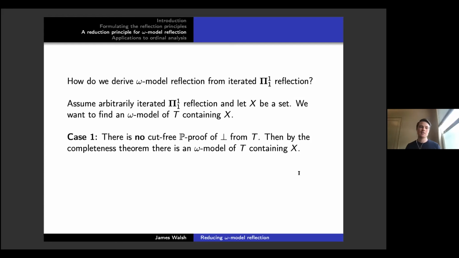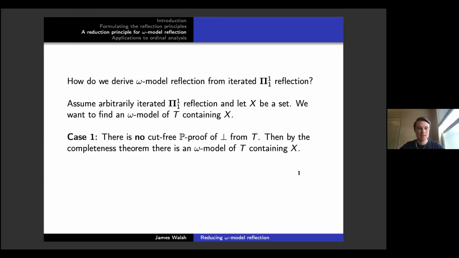So in the first case, case one, there's no cut-free proof in our system of a contradiction from T. And then by the completeness theorem, so consistency gives us a model, we get that there is an omega model of T containing X. So if there's no cut-free proof of a contradiction from T, then we get what we want.